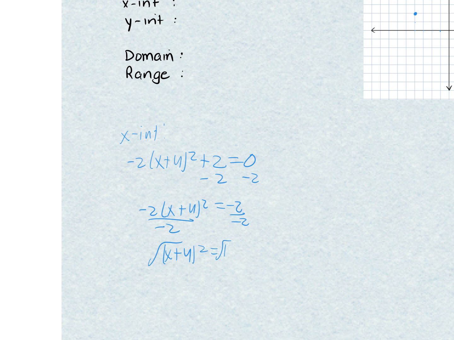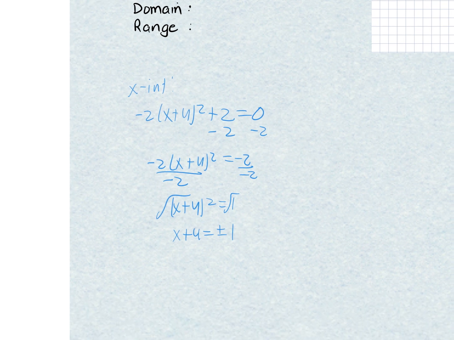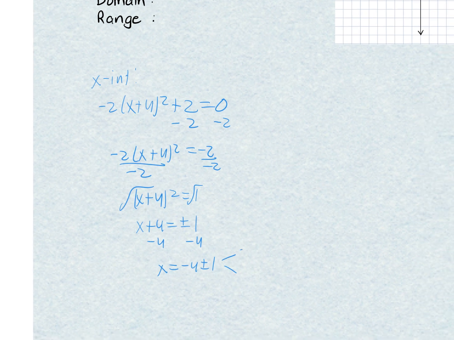And now we can square root both sides, and we get x plus 4 is plus or minus 1. And then we can subtract 4 on both sides. We get x equals -4 plus or minus 1. And then we get two answers, right? So we get -4 plus 1 and -4 minus 1. This top one is going to get you -3, and this bottom one's going to get you -5.